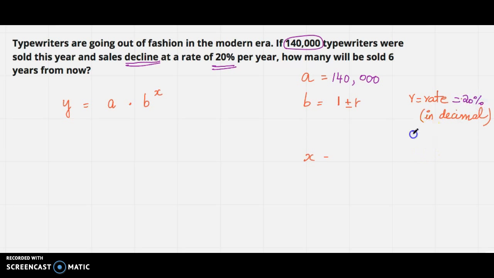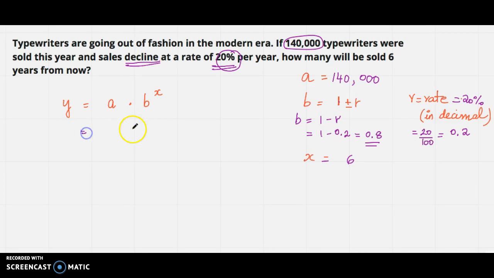When you change 20% to a decimal, 20% means 20 divided by 100, which as a decimal is 0.2. Since it is a decline, we have to take not the positive, you have to take 1 minus R since it's decreasing. So B here is 1 minus the rate, which is 1 minus 0.2. The rate must be written in the form of a decimal. Do not leave it as 20%. So that becomes 0.8. That is your B. And X in this problem: it's asking how many will be sold in 6 years. So X is just 6.